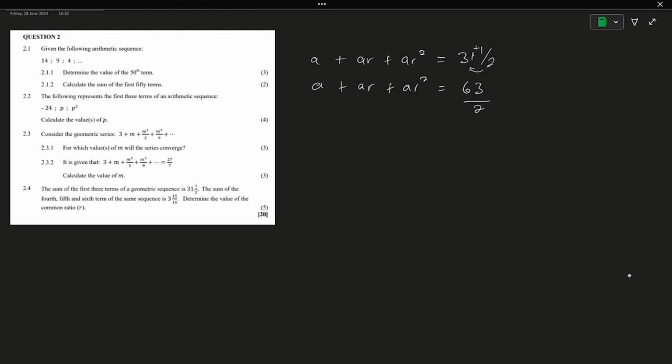And then they say the sum of the 4th, 5th, and 6th. So if you were really paying attention to what we did in this one, look at this.